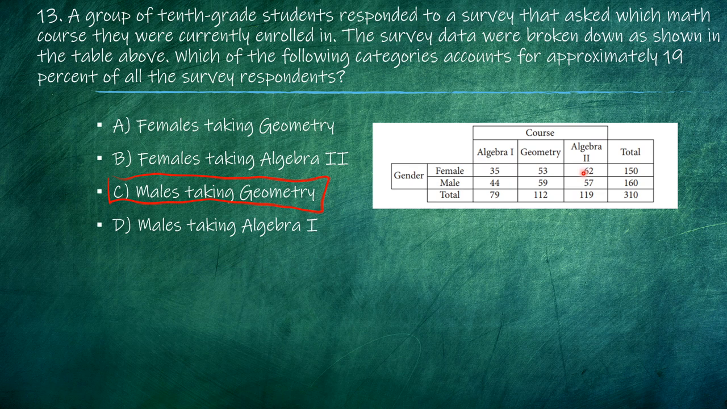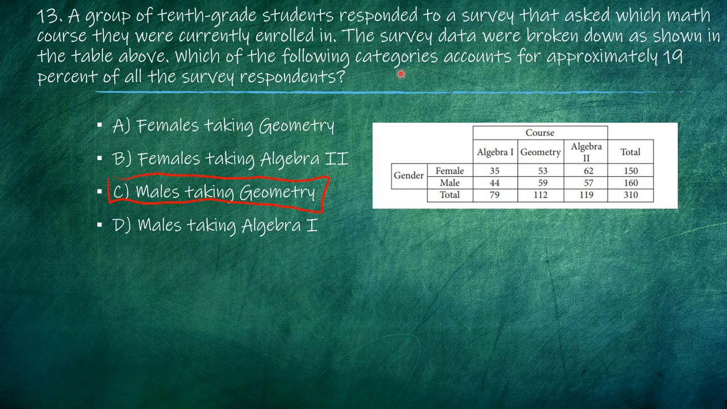And here we have 62 female students taking Algebra 2 with 57 male students taking Algebra 2, total of 119 students. And in this survey, there are 150 female, the sum of this, this, and this number, that participated in this survey. And in addition, there are 160 male students. And in total, there are 310 students who responded.